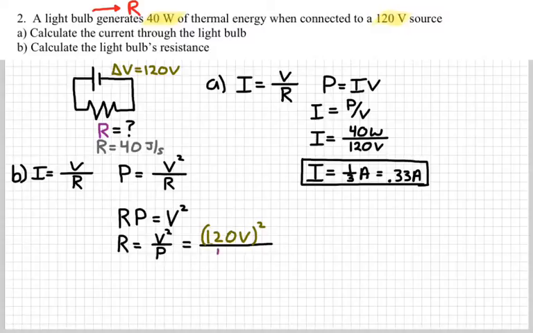And our power was 40 watts, kind of sort of like that. So if we do some quick arithmetic, do 120 squared over 40, that would give us something like 360. And again, the unit would be ohms for resistance.